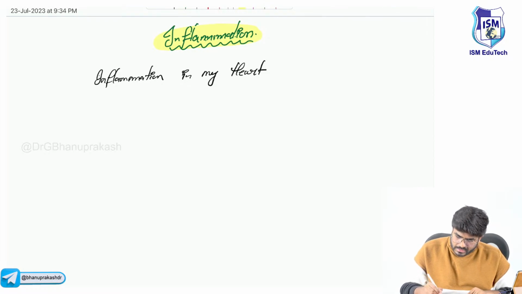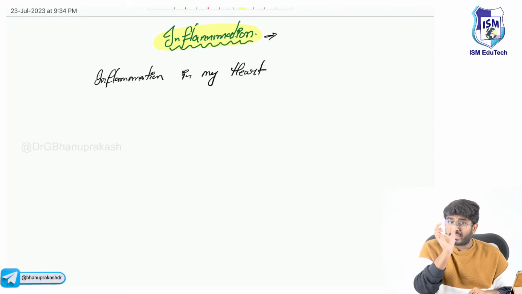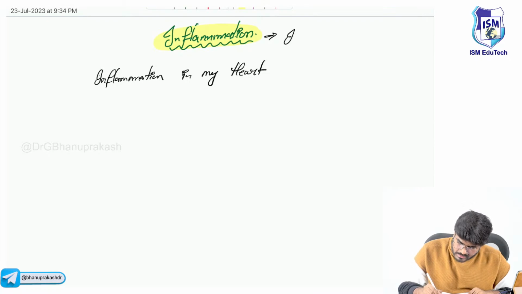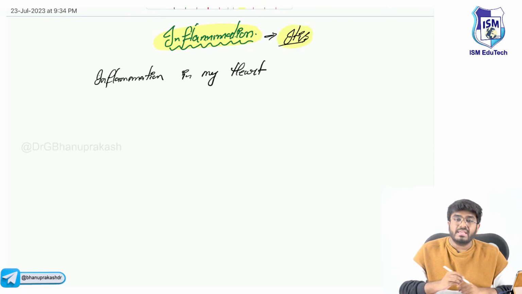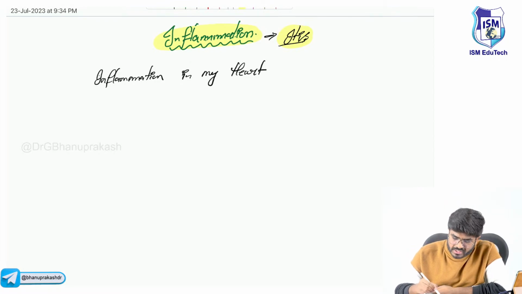So inflammation, it ends with which word? Itis. Anything which ends with itis is called inflammation. For example, inflammation in my heart is called carditis.